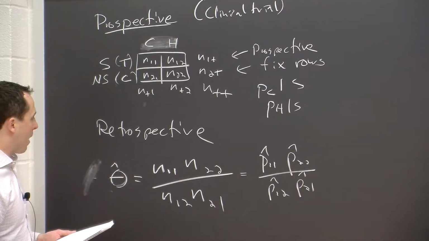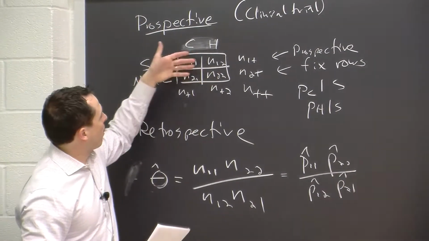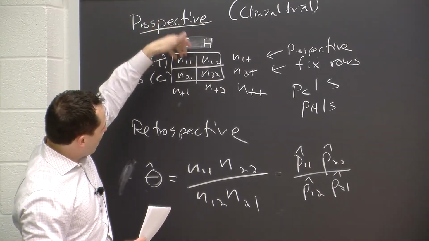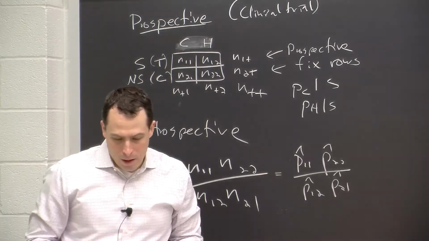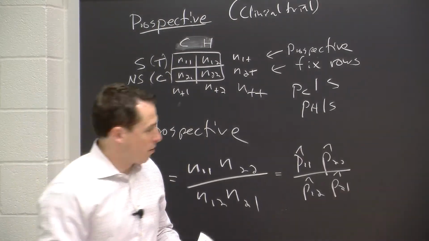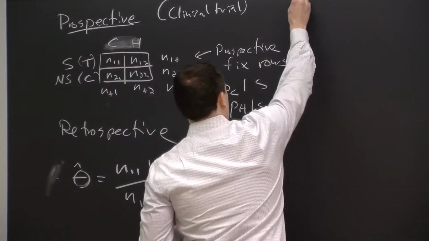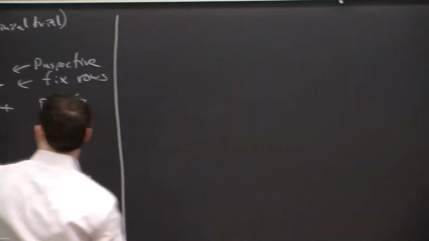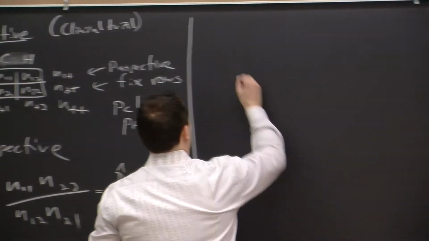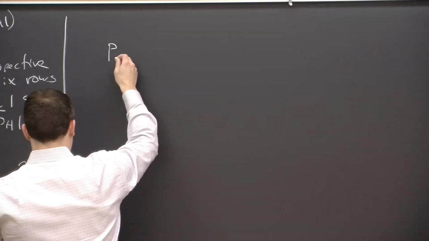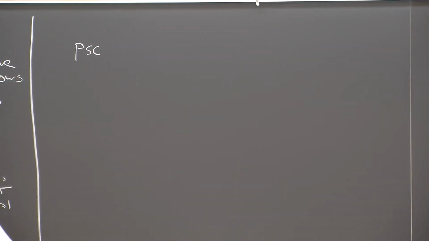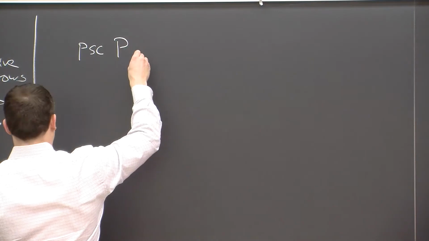Is actually the same, whether it's prospective and I fix the rows, or it's retrospective and I fix the column totals. So I claimed that was the same. I didn't show you why, so let me just do the calculation. I'll do it in terms of probability for this table. So we're saying that this odds ratio, so the true odds ratio, is the probability of smoking and cancer. And I might reverse the order of these two things. It doesn't matter. Just think of these as being two events.